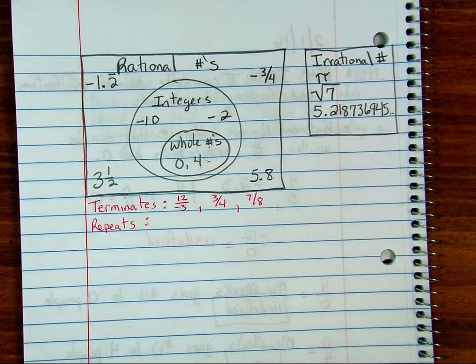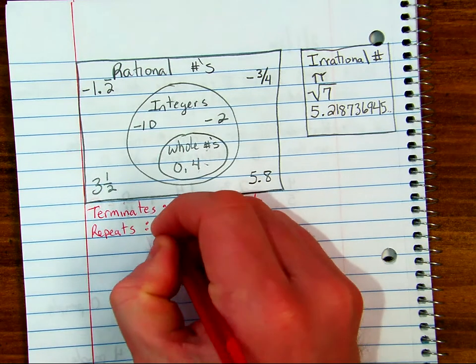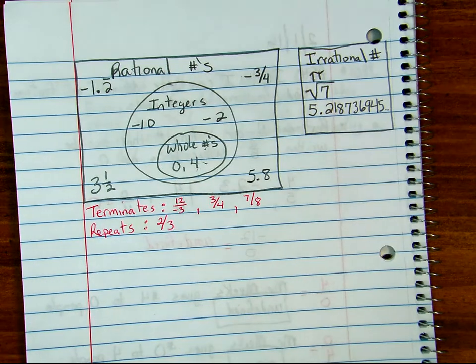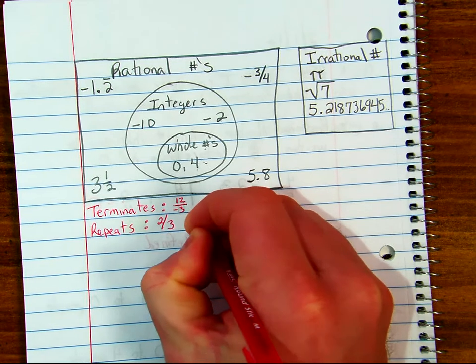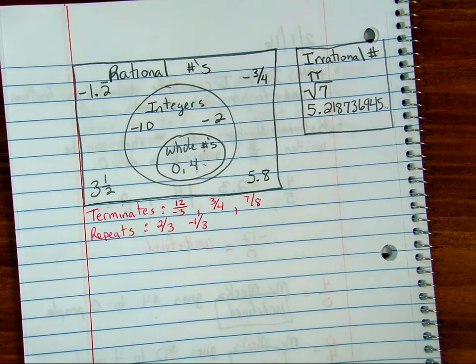When we talk about repeats, 2/3 is 0.6666666666666666666666666. Goes on forever and ever. Never stops. That's a repeating decimal. Repeating decimals are rational numbers. Negative 1/3 is 0.333333333333333333333333, and it never stops.